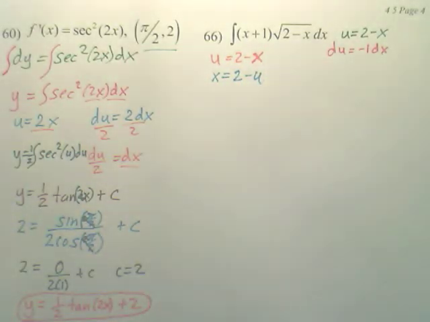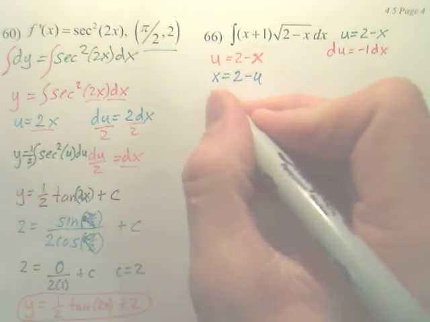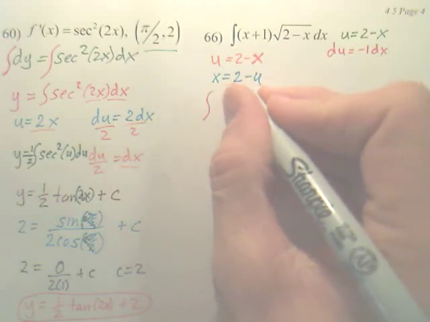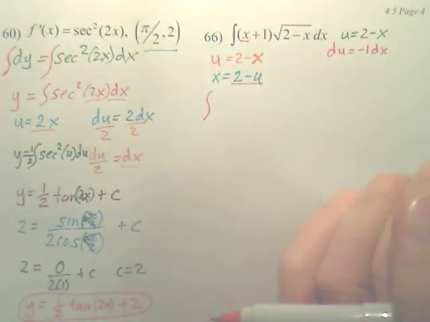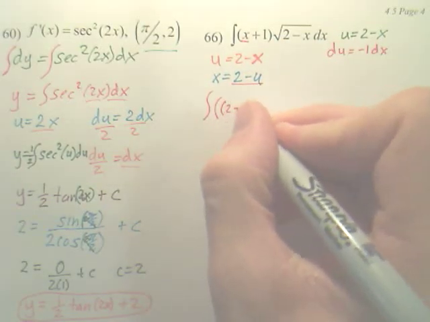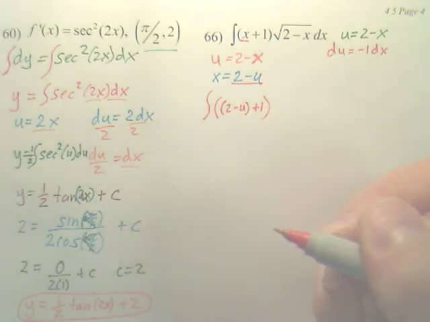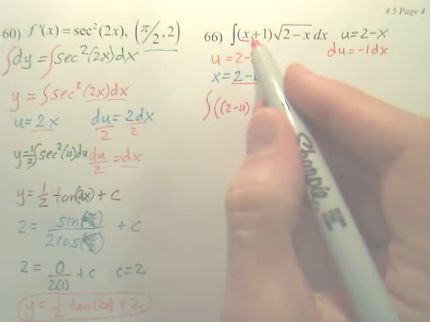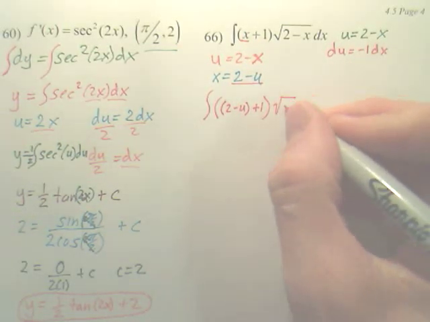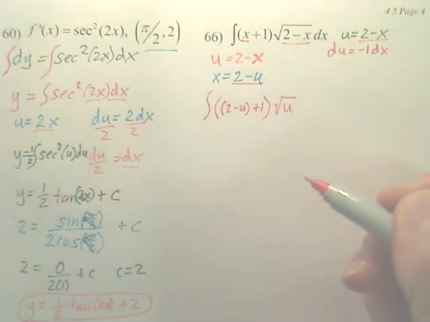Now watch this. We're going to do all sorts of substitution here. Here we go. x plus 1. Instead of x, can I replace this right here for x? So I can replace it with 2 minus u plus 1. Okay? I replaced the x with a u. Alrighty, next, isn't this going to be square root u? Because isn't u 2 minus x?